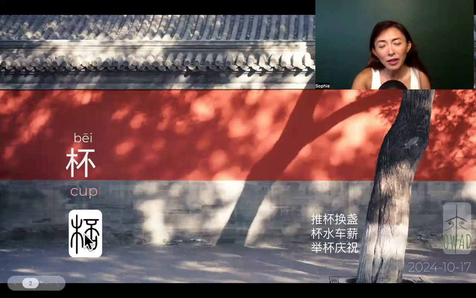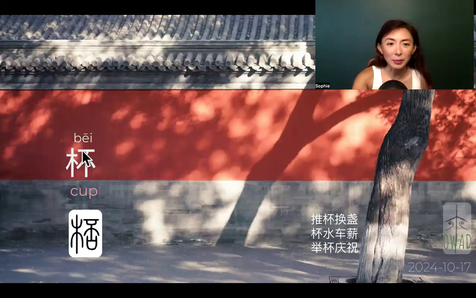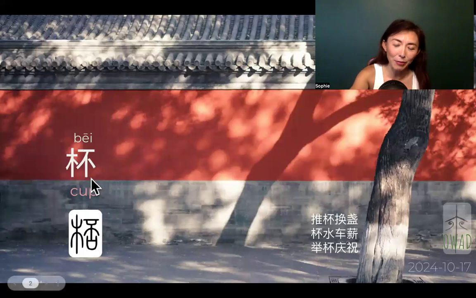On the top is this 不, and the ancient version of 杯 has the mouth symbol. That makes sense because it's a drinking utensil, so you have to involve the mouth, right? The mouth was missing in the contemporary form, but the top part is this negation.